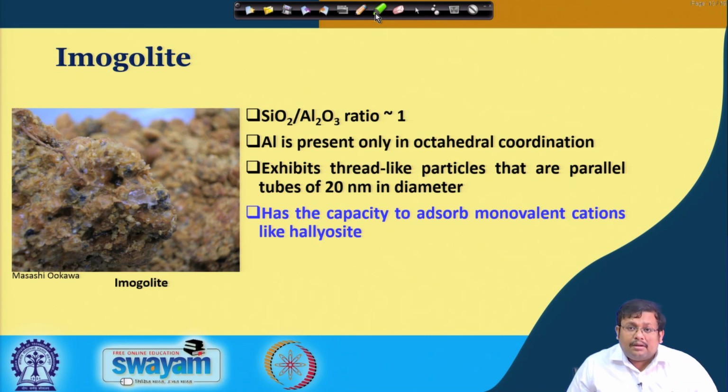Now, another amorphous mineral is imogolite, where the silica alumina ratio is 1 and aluminum is present only in octahedral coordination. It exhibits thread-like particles that are parallel tubes of 20 nanometer diameter, and it has the capacity to absorb monovalent cations like halloysite.